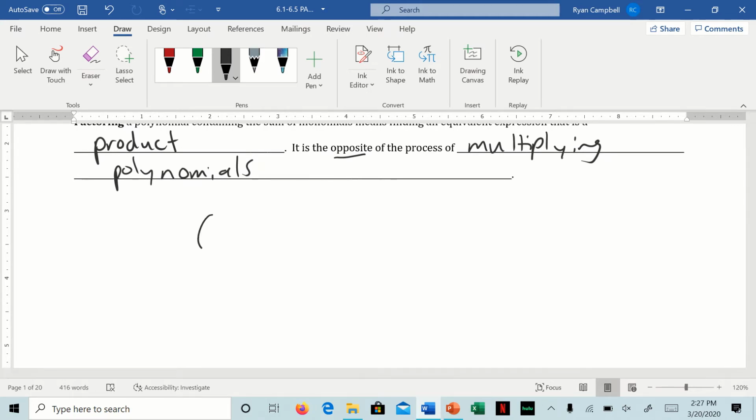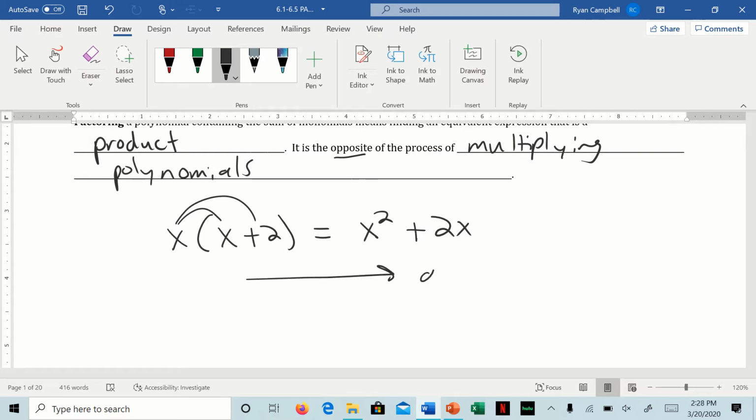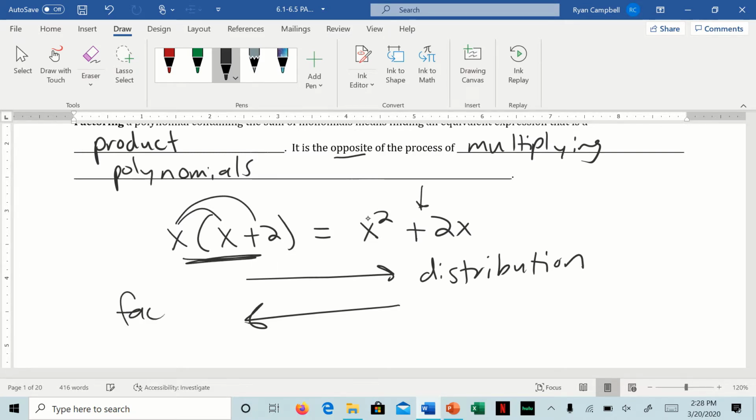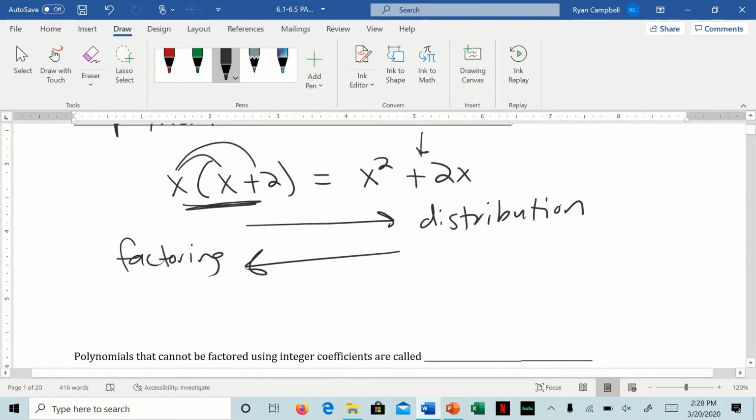So if you have, let's say, x times x plus 2, well, if we multiply these together, we can use the distributive property, right? And so this is just x squared, x times x, plus 2x. So if we go this direction, it is called the distributive property. We're doing distribution. However, if we're going in the opposite direction, if we start at x squared plus 2x and we end at x times x plus 2, this is called factoring. So we're basically undoing exactly what we've just been talking about with the multiplication.